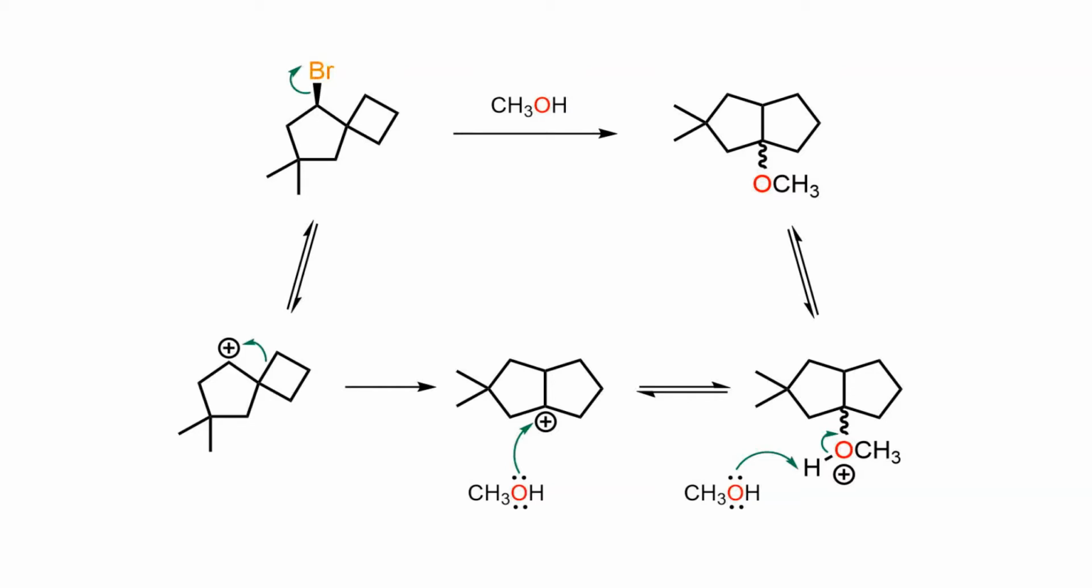The leaving group is lost to form a secondary carbocation that is then able to rearrange. The strained 4-membered ring reorganizes to become 5-membered, and the carbocation is left on a tertiary carbon. Trapping of the carbocation then results in the formation of the rearranged ether product.